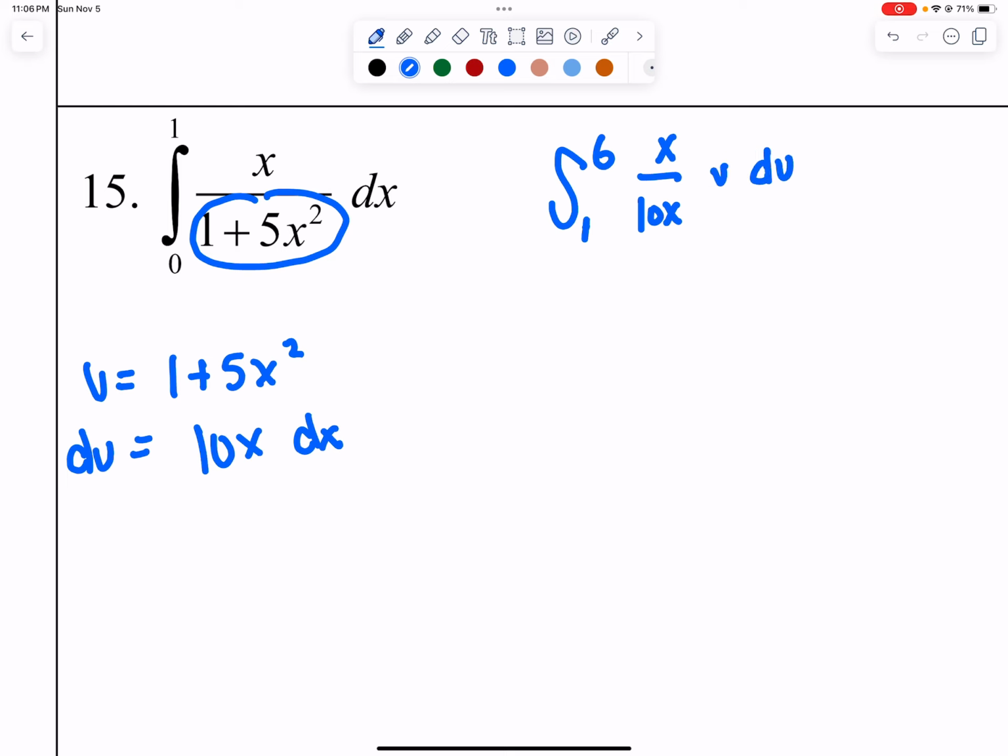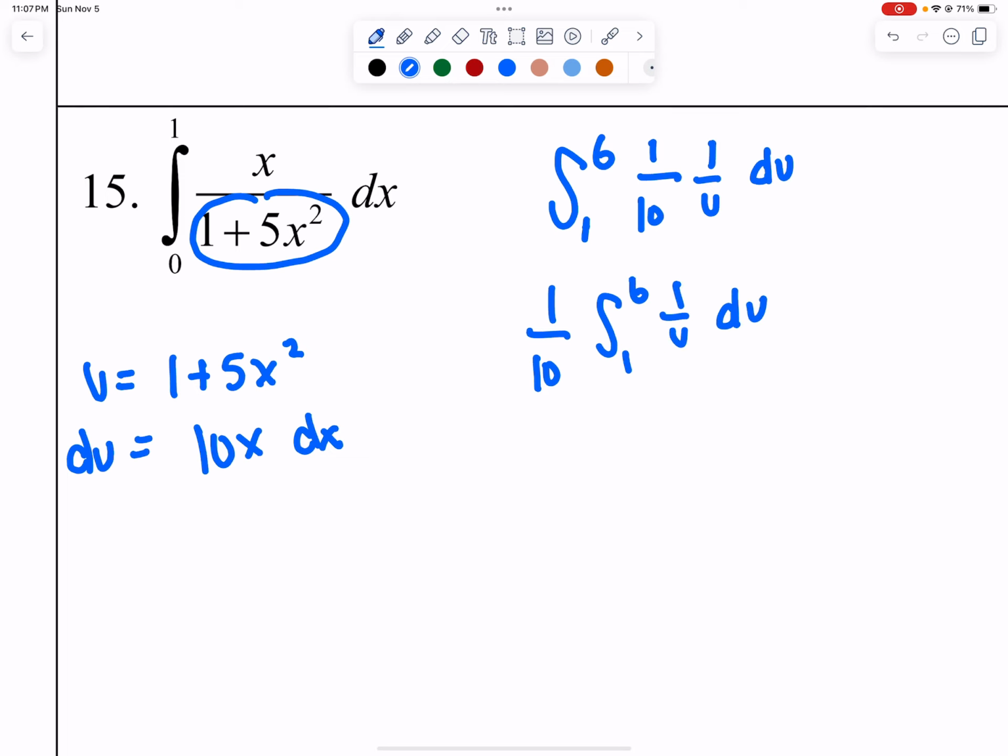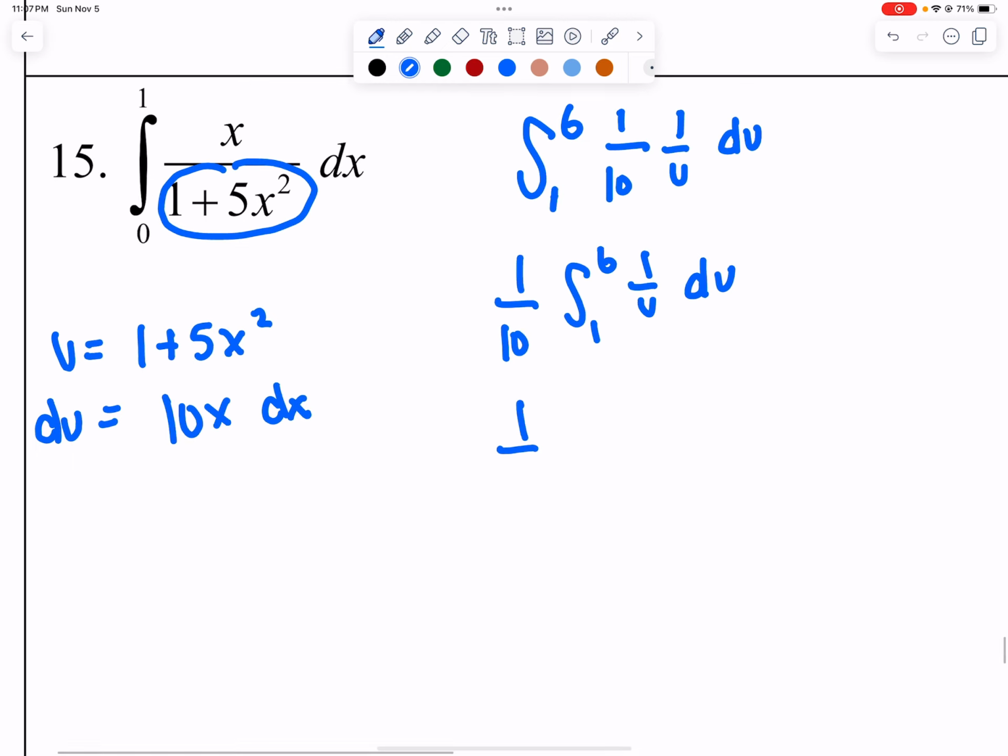Notice how the x's will cancel out, so that's a good thing. I'm left with 1/10, which I could take up front. And that u should actually be 1 over u. So now I have 1/10 times the integral of 1 to 6 of 1 over u du. And remember that the integral of 1 over u is going to be ln of the absolute value of u, from 1 to 6.